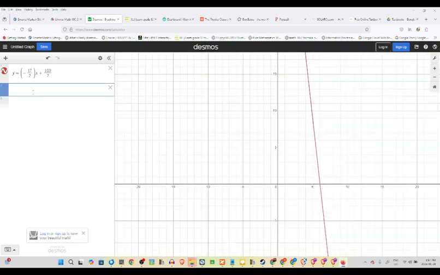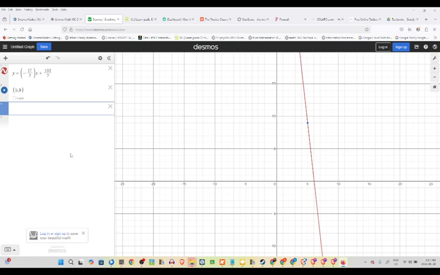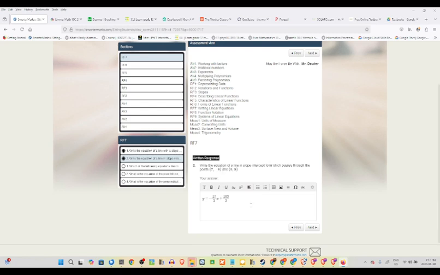But our points, we used 5, 9 for one of them. And we see that does fall on the line. And the other one, 7 and negative 8. Yes, those points do fall on the line. So this does hit those points.